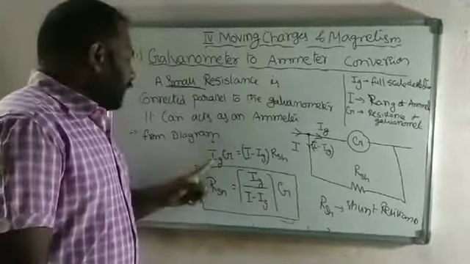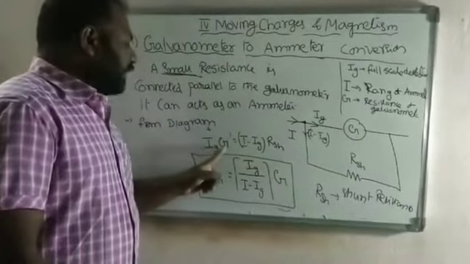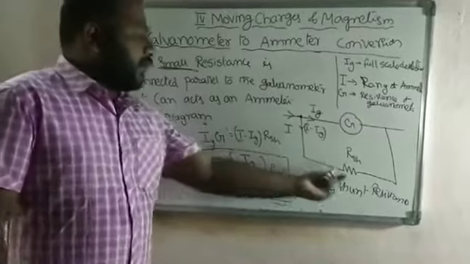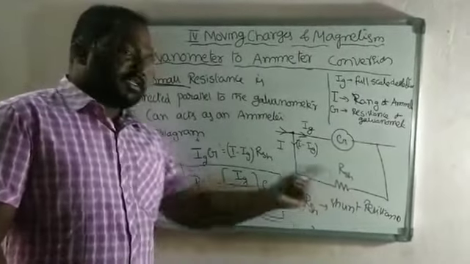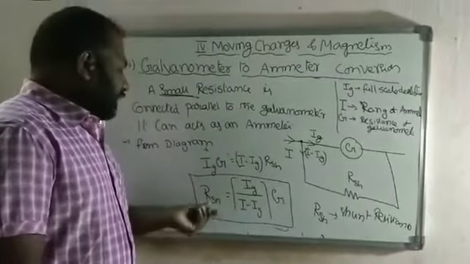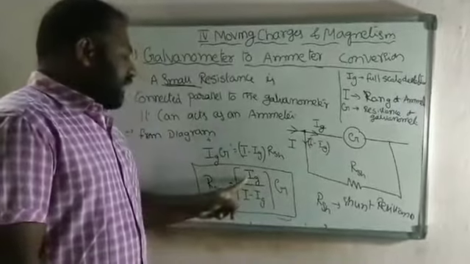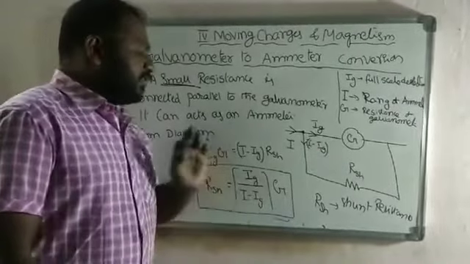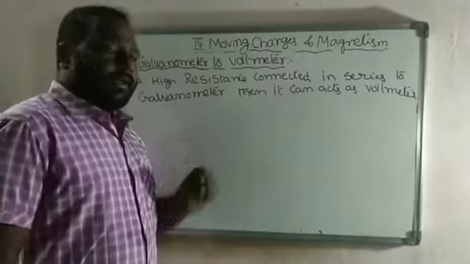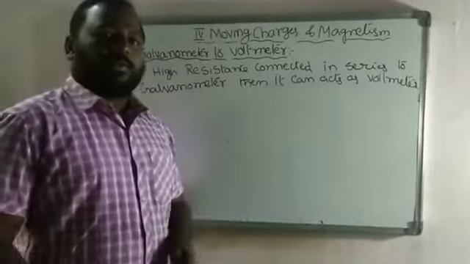So the voltage across the galvanometer is Ig into G, equal to the voltage across the shunt resistance, which is (I minus Ig) into RSH. From that, the resistance which we connect in parallel to the galvanometer is Ig by (I minus Ig) into G. Now see how a galvanometer is converted into a voltmeter.